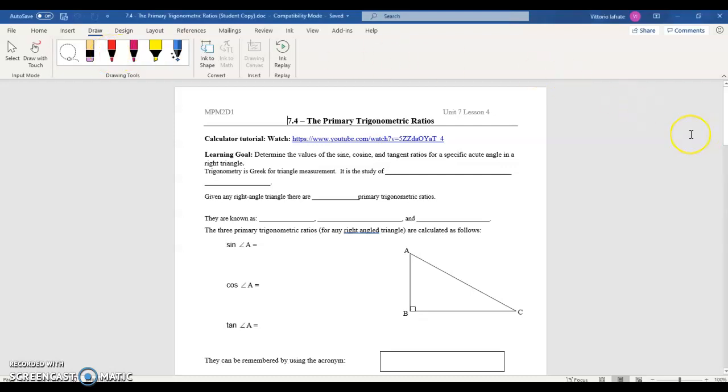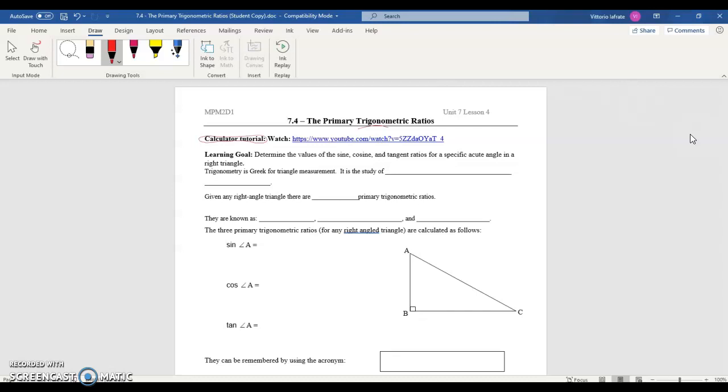In this lesson, we're going to look at the primary trigonometric ratios. I'll just abbreviate that to trig ratios. So we're looking at the primary trig ratios, and they apply to triangles. Before you do this lesson, I'd recommend you watch the calculator tutorial on how to use the trig ratios, sine, cosine, and tan in the proper method. If you don't use your calculator properly, you will not get the answers that you need in this unit.